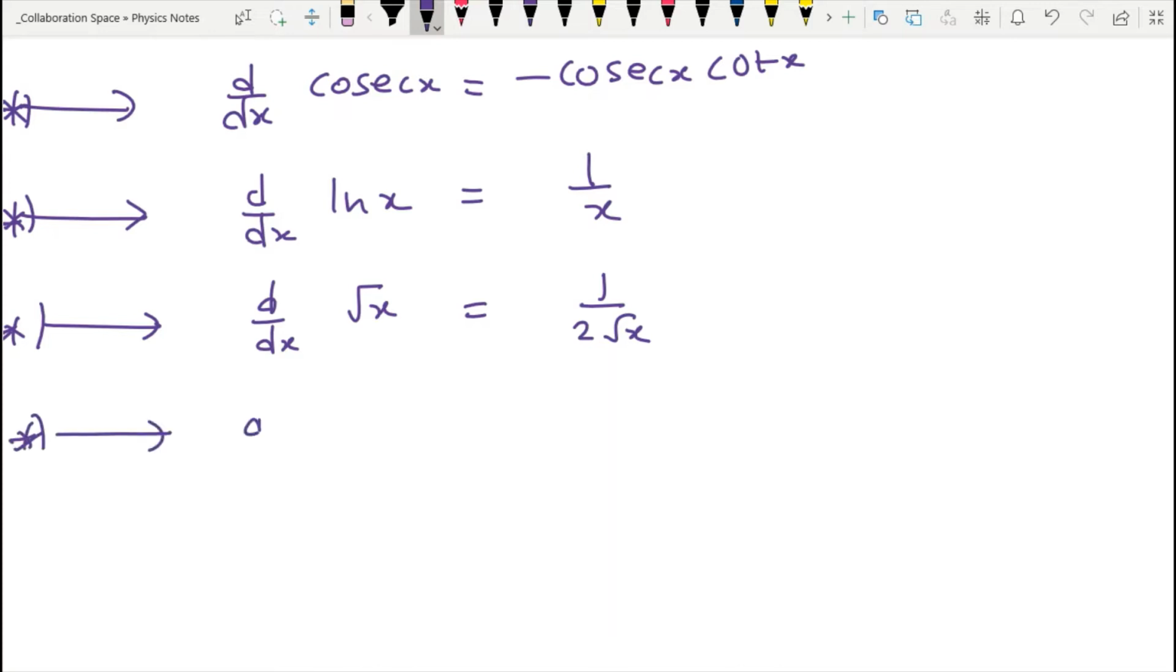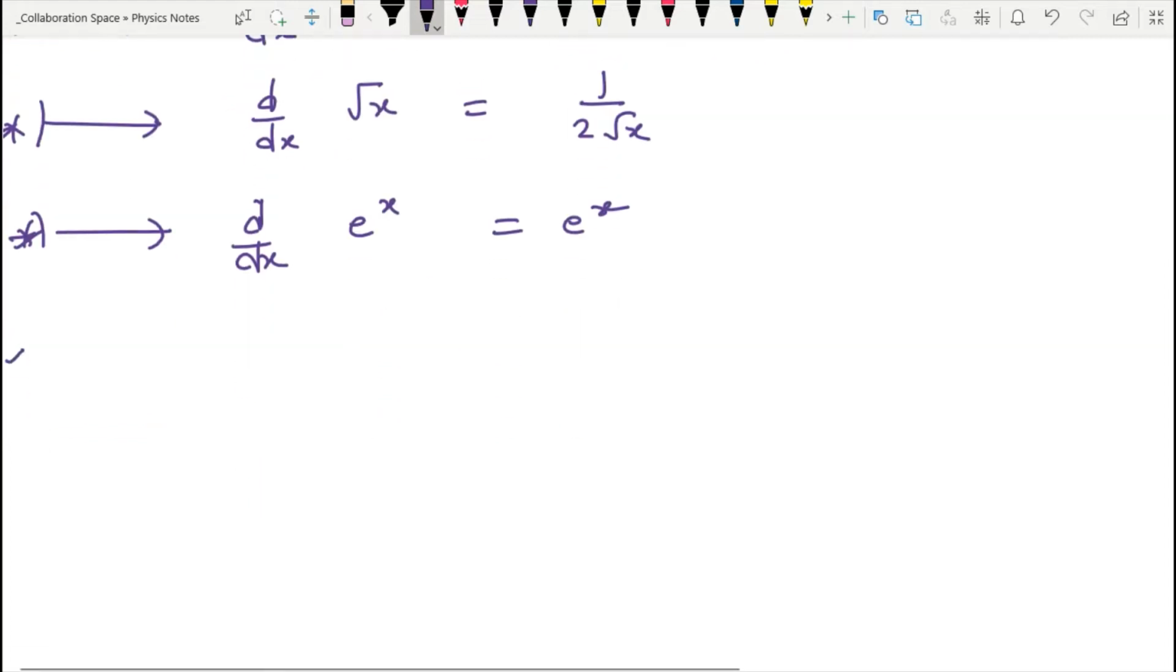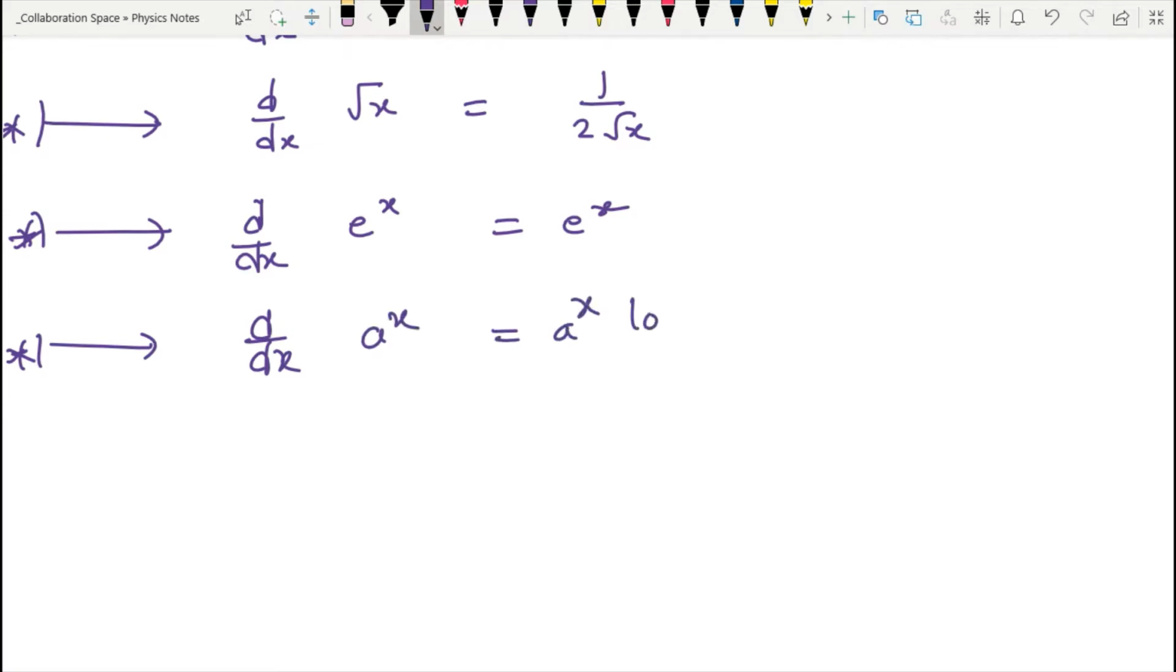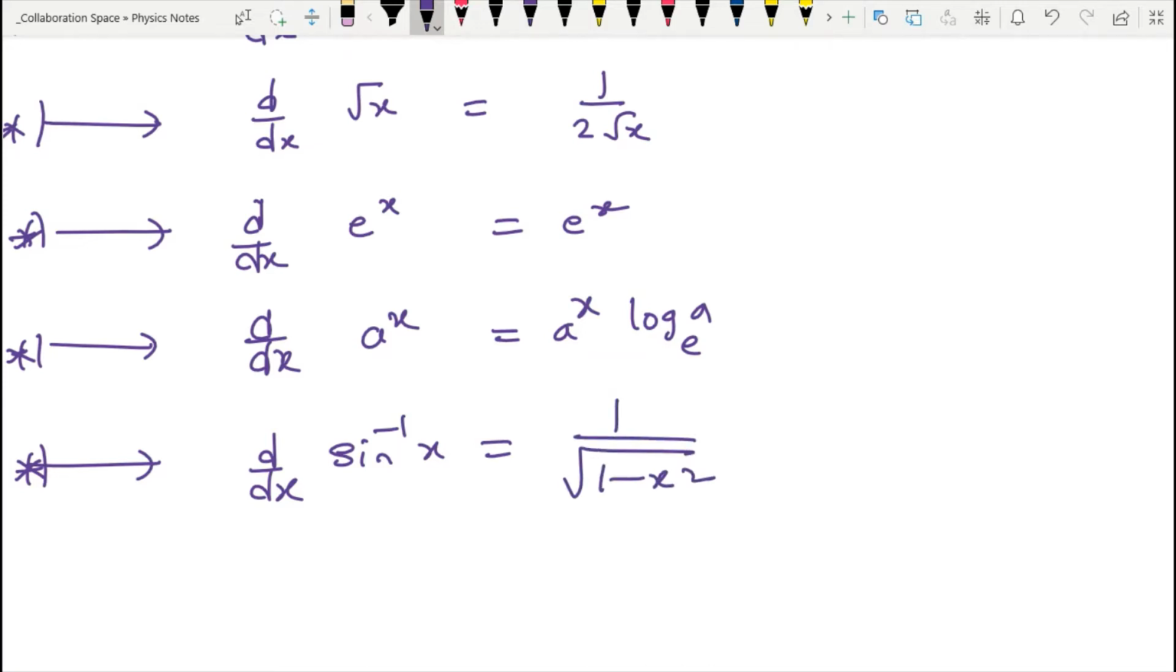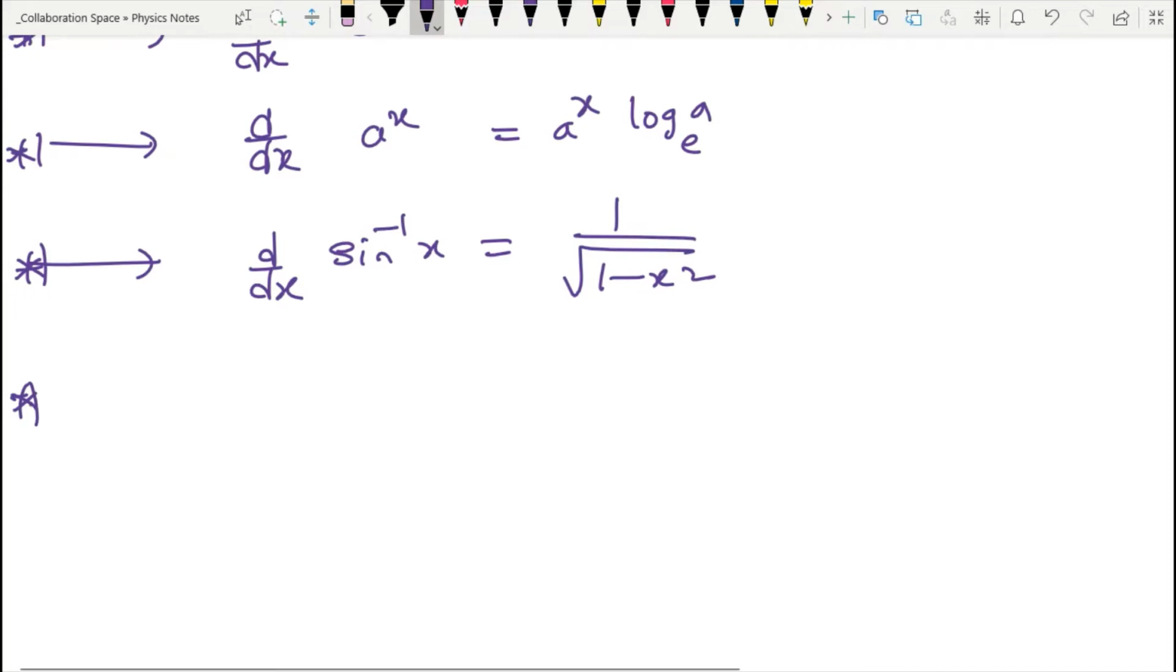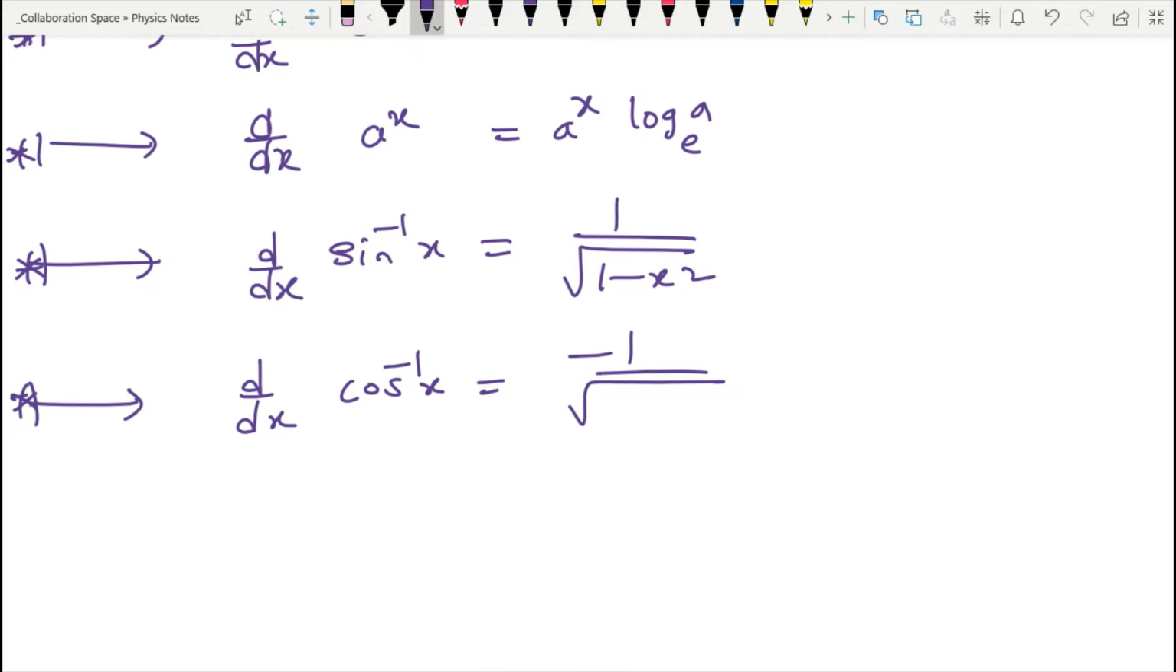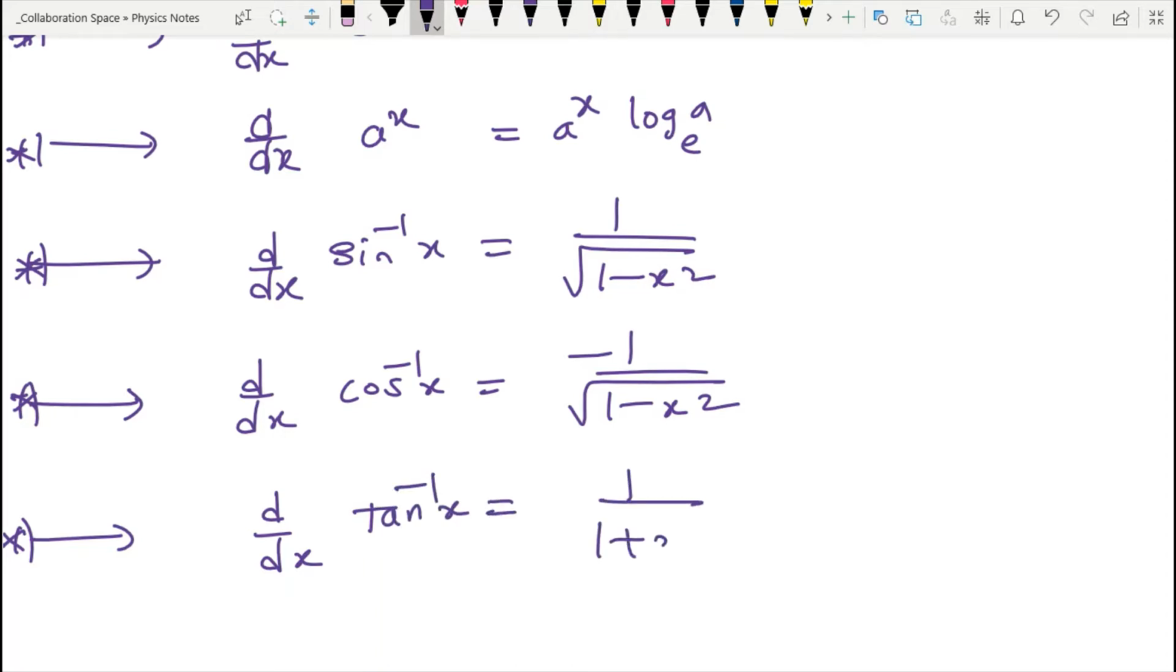d by dx of e power x? e power x. d by dx of a power x? a power x log a to the base e. d by dx of sin inverse x is 1 by square root over 1 minus x square. d by dx of cos inverse x is minus 1 by square root over 1 minus x square. d by dx of tan inverse x is 1 by 1 plus x square.